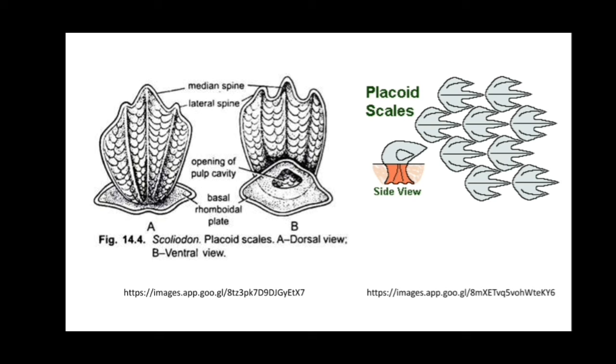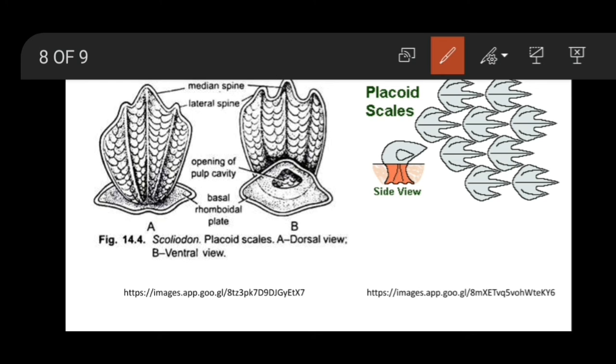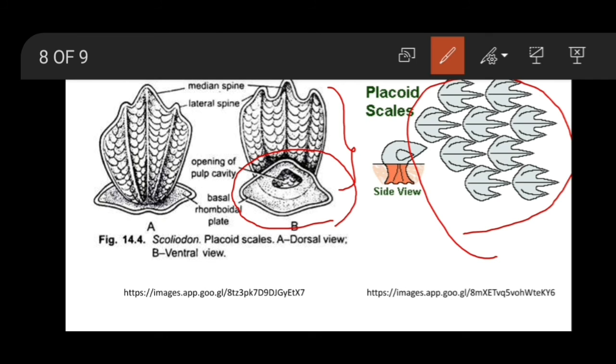Now in the next slide you can see the structure of the placoid scale. You can see the scales do not overlap each other. This portion is known as the spine and this portion is known as the basal plate. The rhomboidal basal plate has this opening. Again, this pulp cavity contains blood vessels and connective tissue. This spine is a trident spine. Tri means three, a denticle-like structure. That's why the spine is known as trident spine.